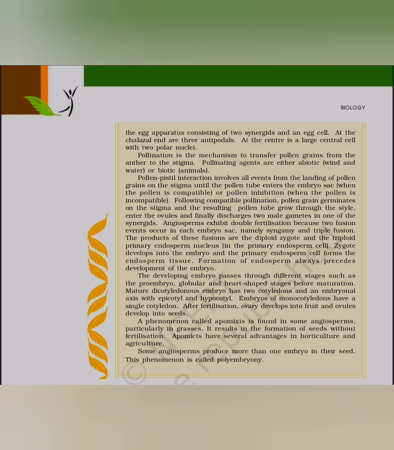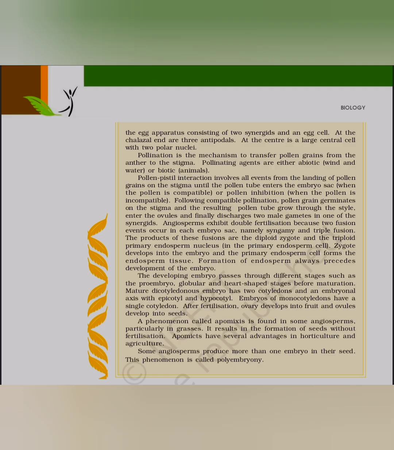Pollination is the mechanism to transfer pollen grains from the anther to the stigma. Pollination agents are either abiotic, wind and water, or biotic, animals. Pollen-pistil interaction involves all events from the landing of pollen grains on the stigma until the pollen tube enters the embryo sac when the pollen is compatible, or pollen inhibition when the pollen is incompatible. Following compatible pollination, pollen grains germinate on the stigma and the resulting pollen tube grows through the style, enters the ovule, and finally discharges two male gametes in one of the synergids.